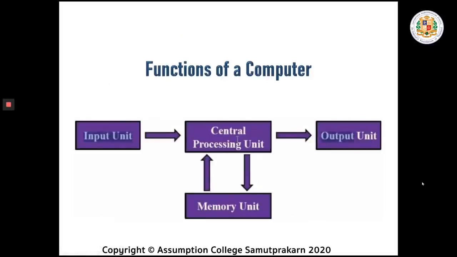Okay, let's go to the functions of the computer. Basically, a computer functions step by step. It starts from the input unit, then goes to the central processing unit. The central processing unit goes to the memory unit in order to send data, information, save, and go back to the central processing unit. After the process, last is the output unit. So these are the functions of a computer: input, process, output, or IPO in short.